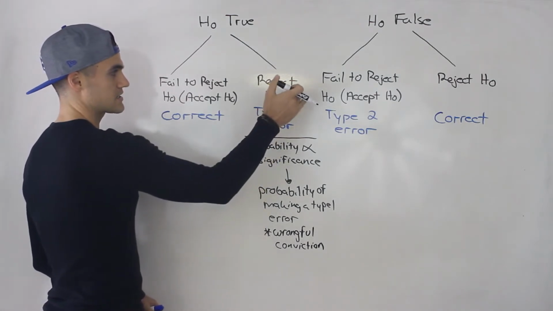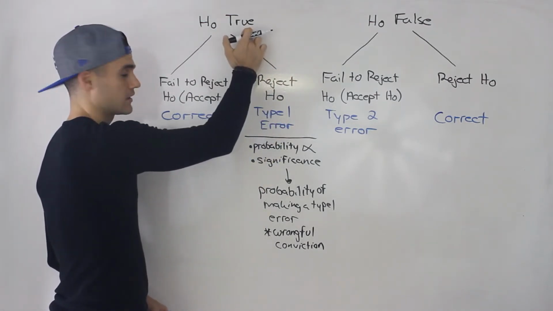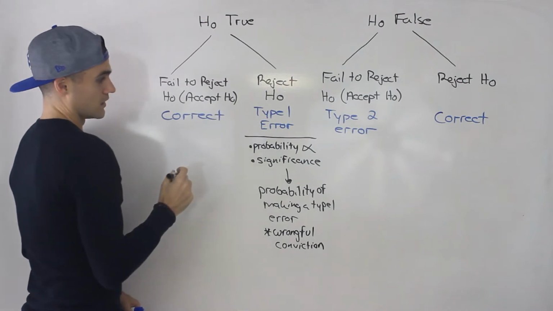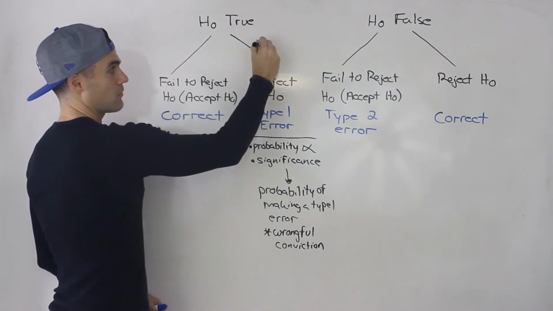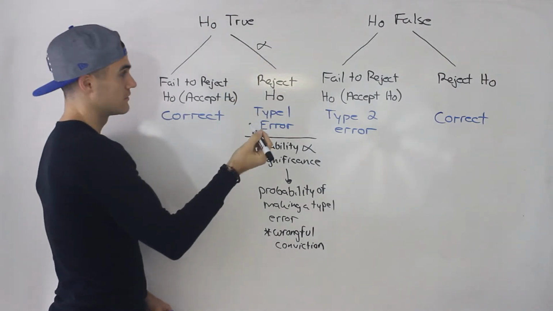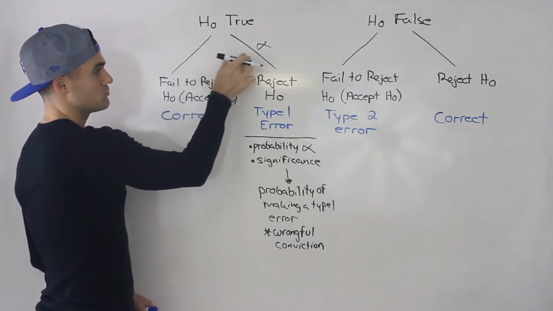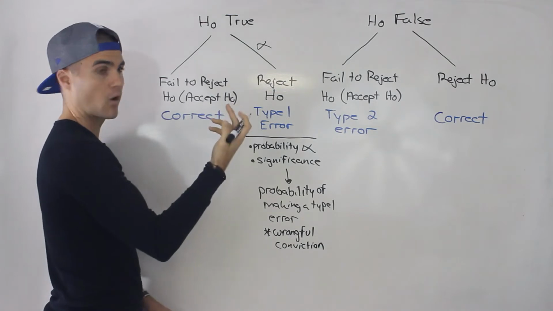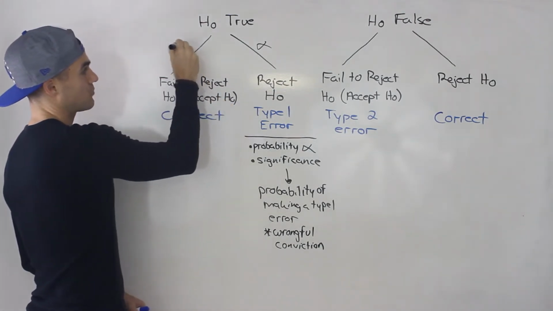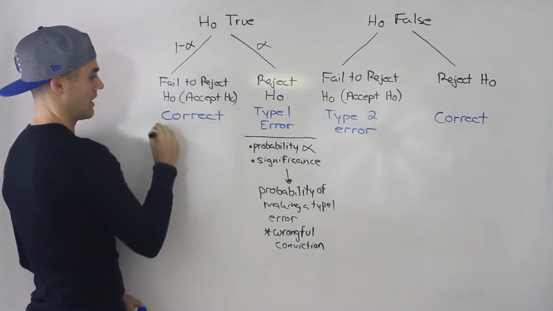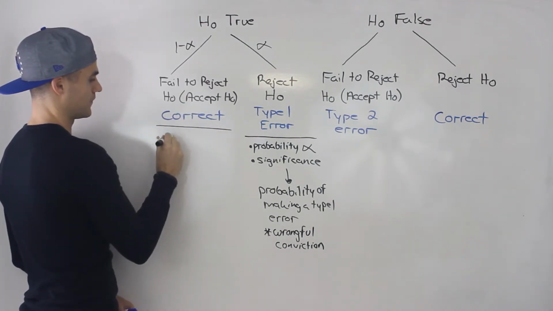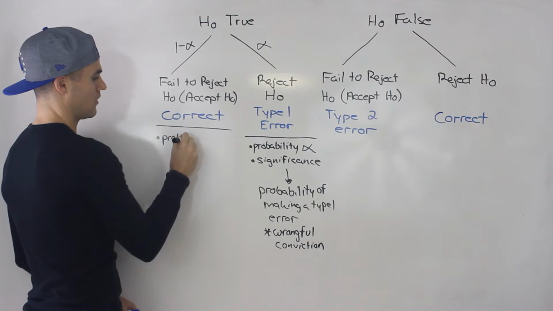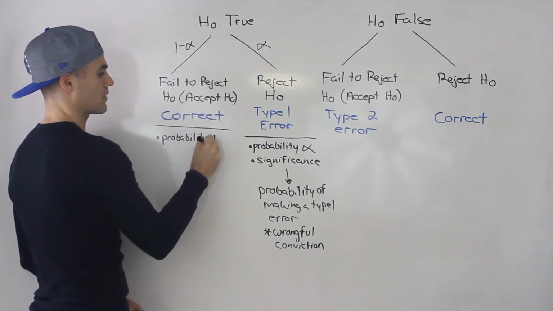Right? You're saying someone's guilty when they're truly not guilty. So if this branch over here has a probability of alpha, then because there's only 2 branches, both of these have to add up to 1. We know that this branch is going to have a probability of 1 minus alpha. So the probability of this happening is 1 minus alpha.